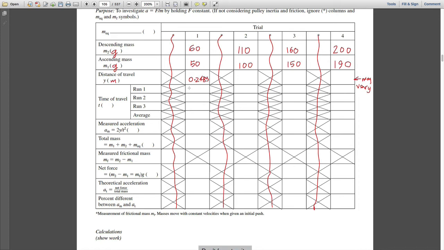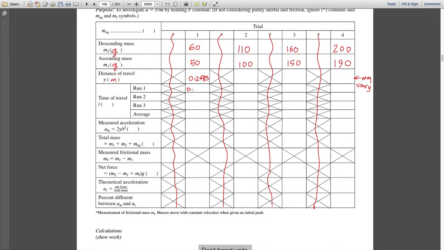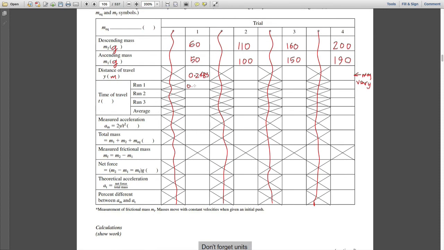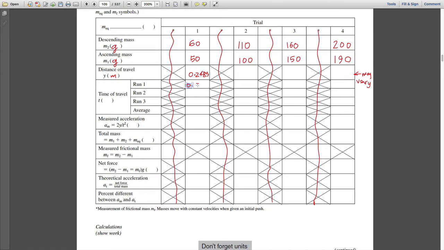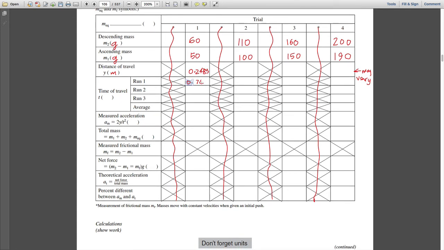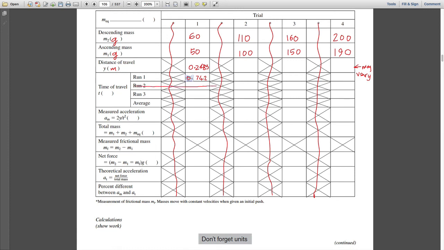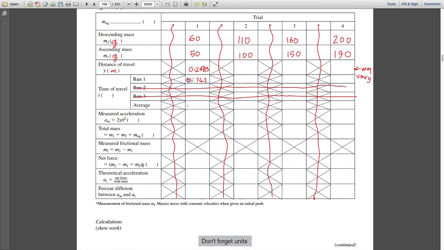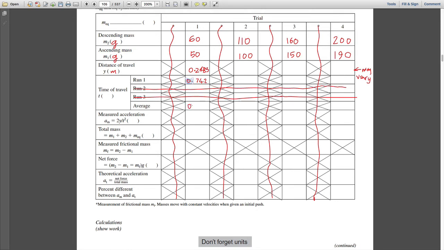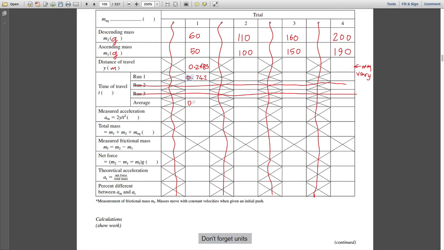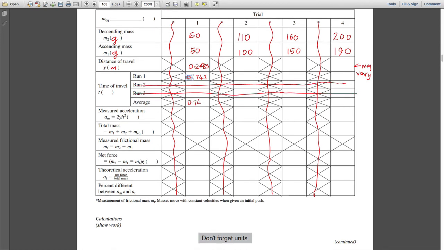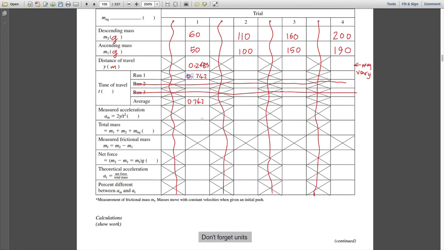Then the time that I get here is 0.748. Run 2, don't do run 2. You don't need to do it. Run 3, nothing. So your average is going to be the same as what you got, 0.742. Do you get my idea? What I'm trying to do?